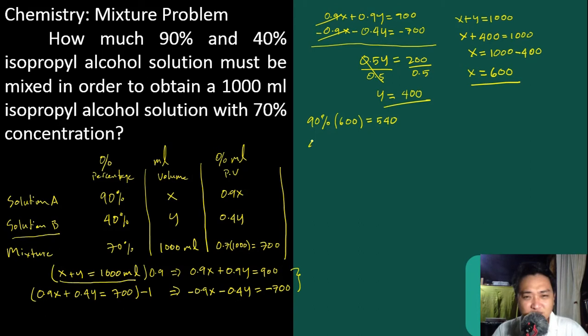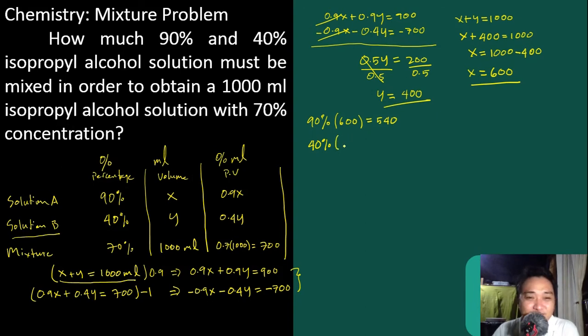Now, what is 40% of, baka magtanong kayo, bakit natin ginaganito? Kasi, 600 ml yung solution A. 90% niyan is pure isopropyl alcohol solution. So, kung 600 ml lahat-lahat, 540 yung pure isopropyl alcohol solution. Tapos, the rest is water, tubig. So, kung hindi ako nagkakamali, that is 60 ml. 60 ml yung tubig niya. Ayan. How about 40%?